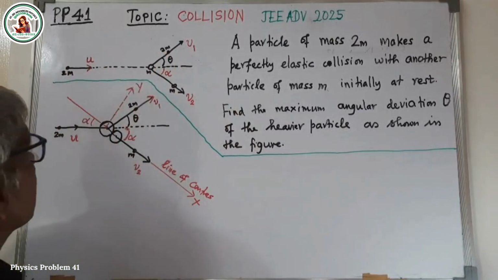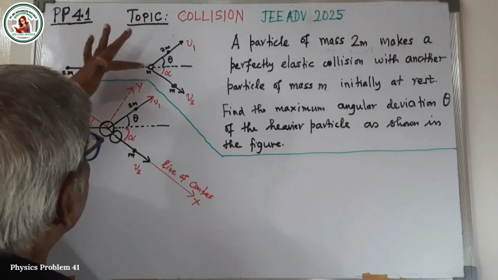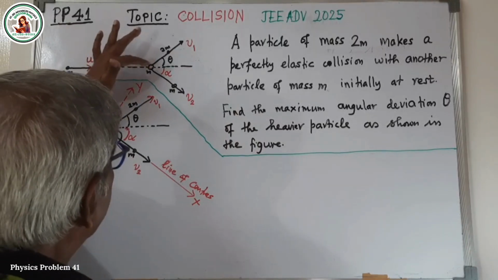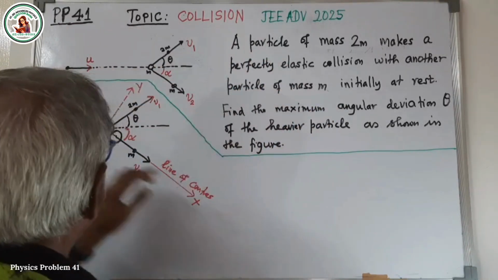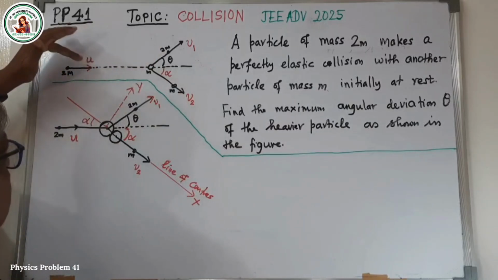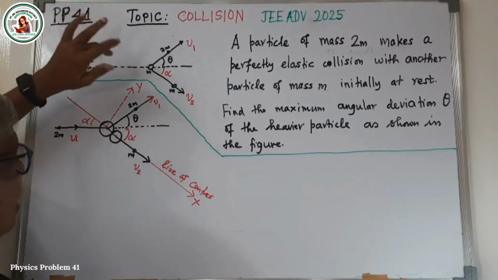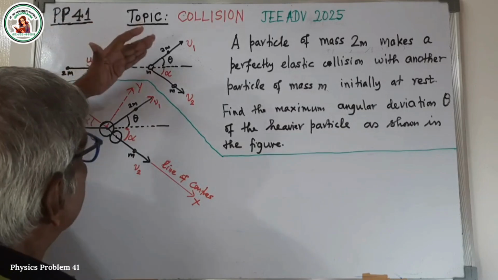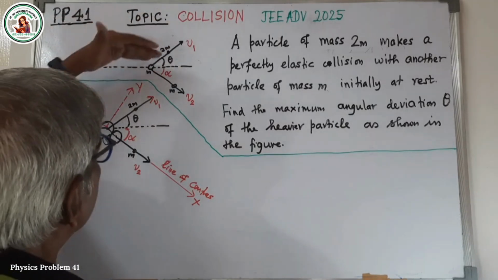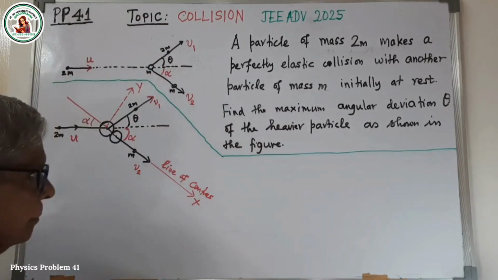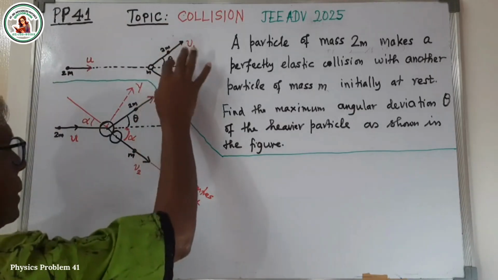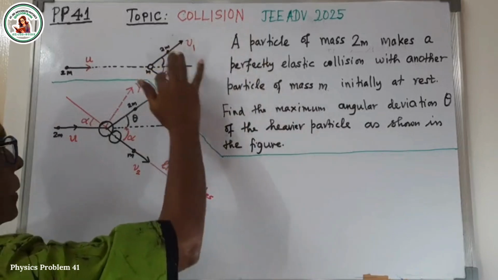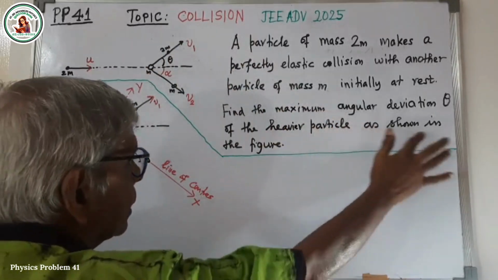The larger mass 2m is colliding with a smaller mass m, which is initially at rest. The larger mass is moving with some velocity, I am taking that velocity as u. After collision, the two particles move in two different directions. So the maximum angle theta of deviation of the heavier particle is required.